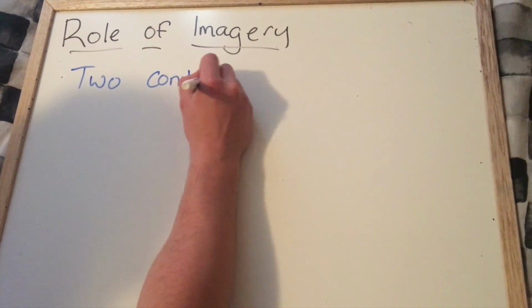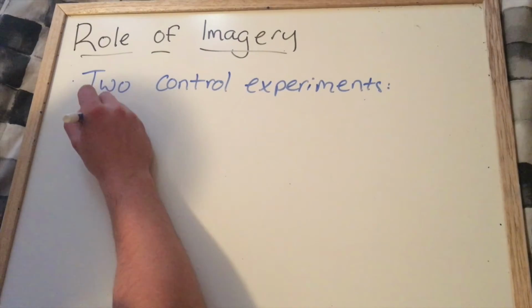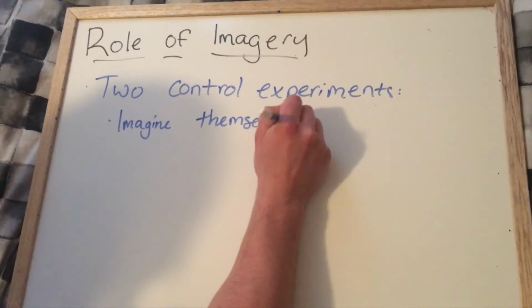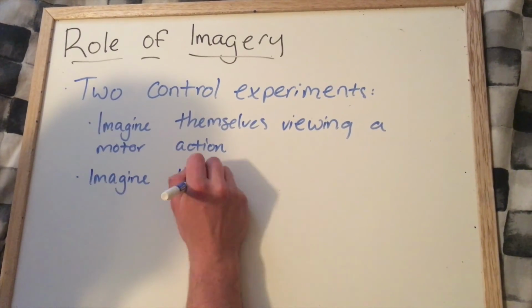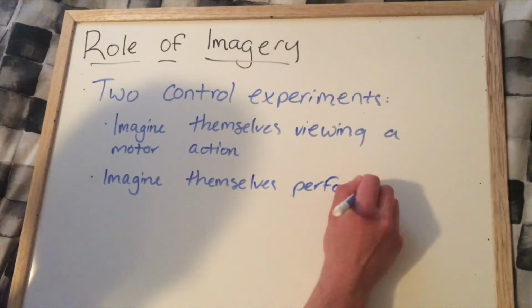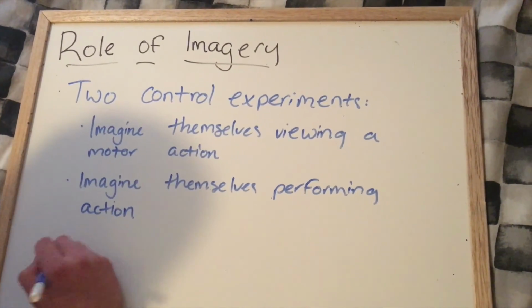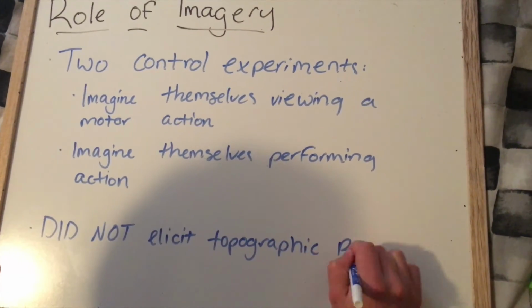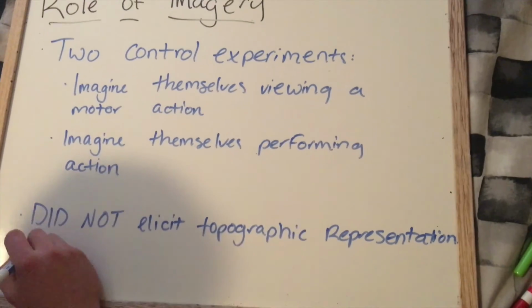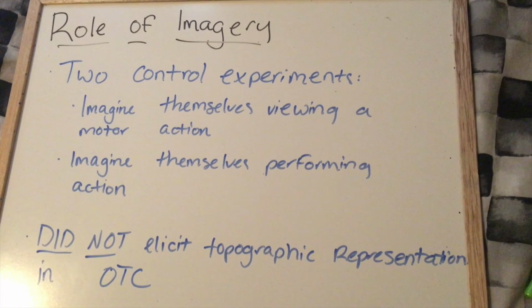It is possible that this visual-motor relationship is due to mental imagery evoked by motor execution. 2 groups of participants either imagine themselves viewing movements executed by a body part, or they imagine themselves performing movements with this body part. The slight activation produced was not significant enough to elicit a topographic representation of the body in the OTC, confirming that the motor-related OTC activity isn't due to the mental imagery or visualization of body parts.